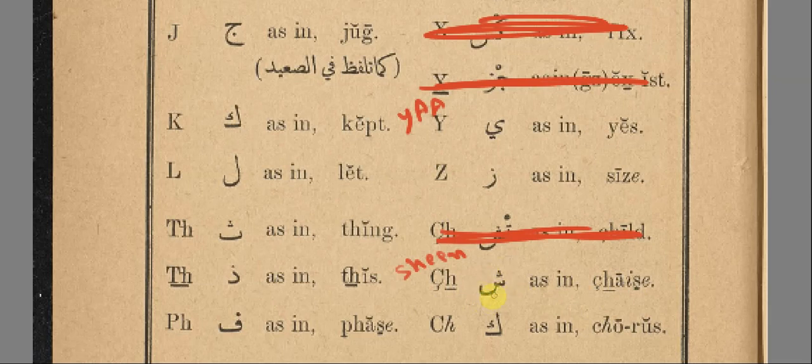This ka here is another letter, so ka as in "school", "chorus" here. This here is called kaf, so you can say kaf, ka, kaf. So you have these: sheen, kaf.